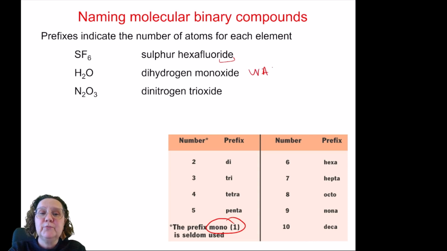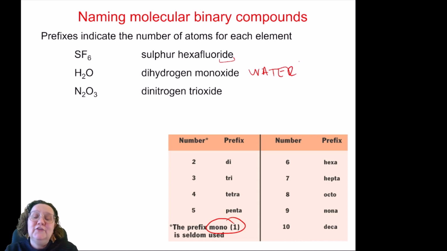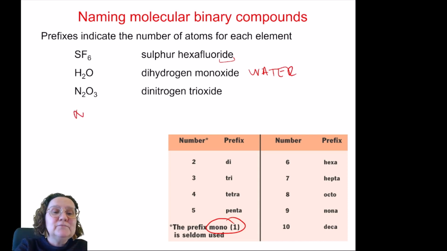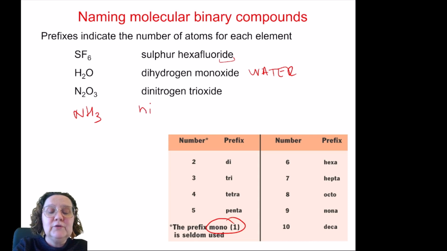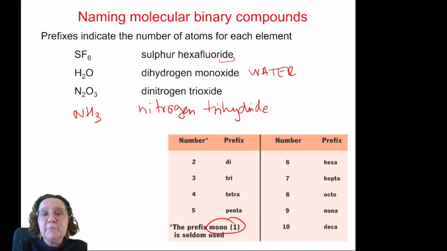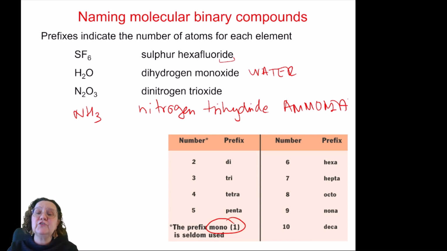Having said that, many of them have common names. So for example, H2O is rarely called dihydrogen oxide or hydrogen monoxide, and it's called water. And you have NH3, which, if I was using my way of naming it, would be called nitrogen trihydride. But nobody calls it nitrogen trihydride. It has a common name, and it is called ammonia.